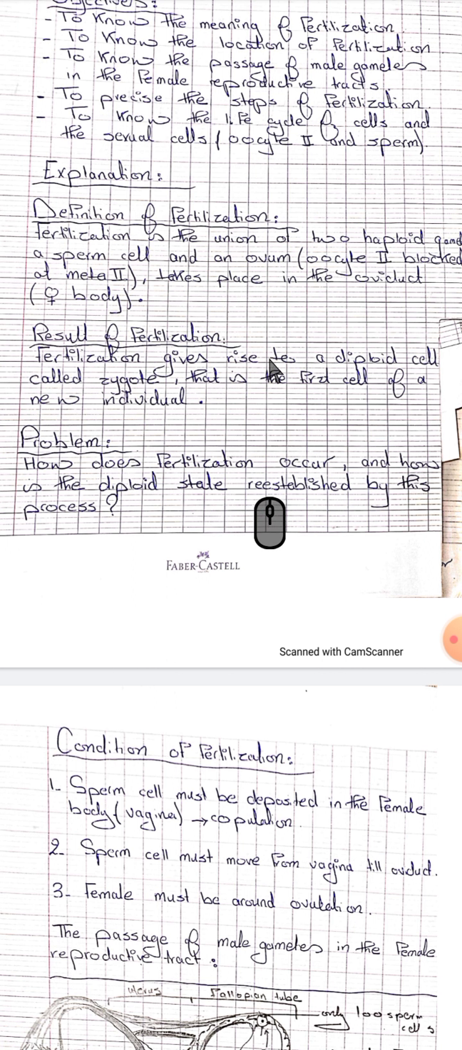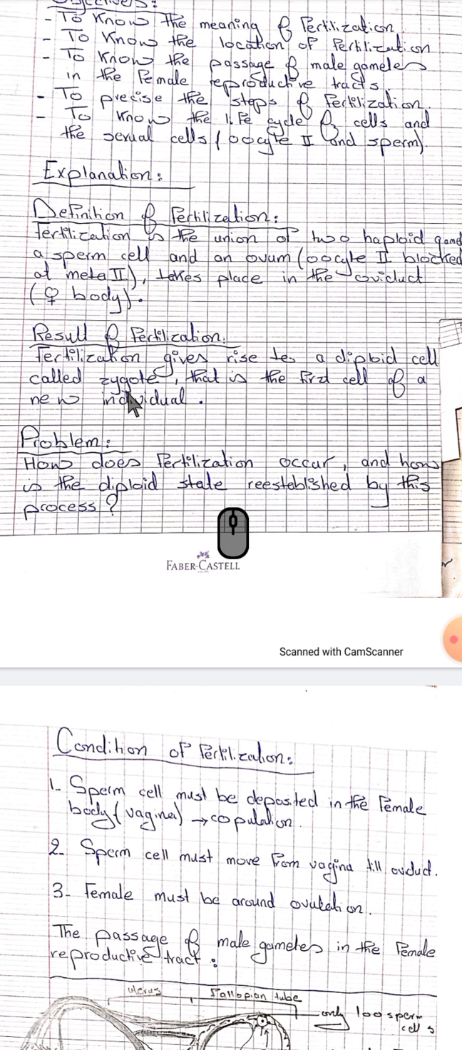Okay, now what are the results of fertilization? Fertilization will give rise to a diploid cell called the zygote. This cell will be diploid, meaning it has 2n equal 46 chromosomes. When I say 46 chromosomes, 23 come from the mother, from the oocyte, and 23 from the sperm cell. They unite together to form a diploid cell called the zygote. That is the first cell of the new individual. All of us were one cell, we were a zygote.